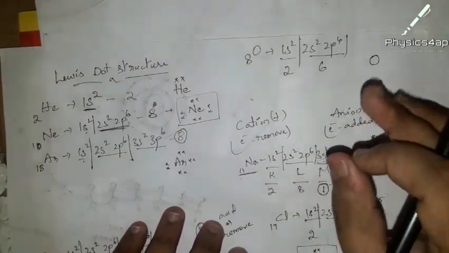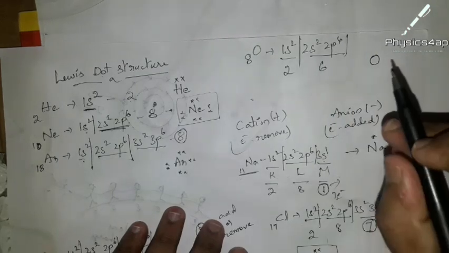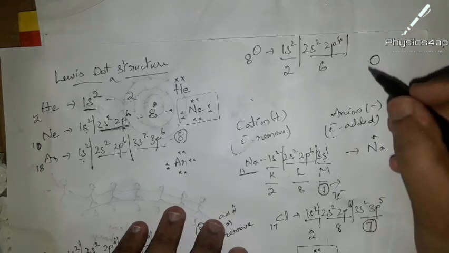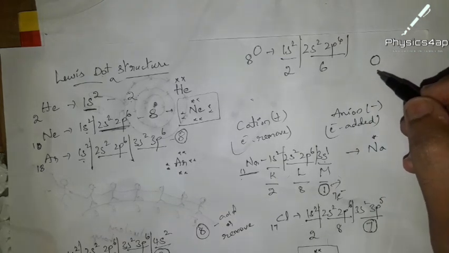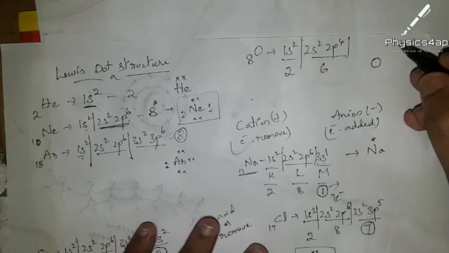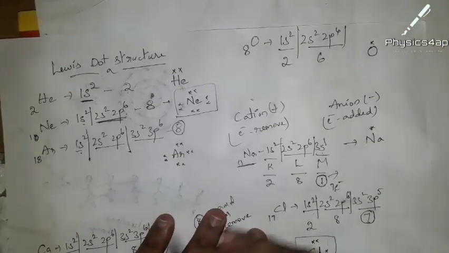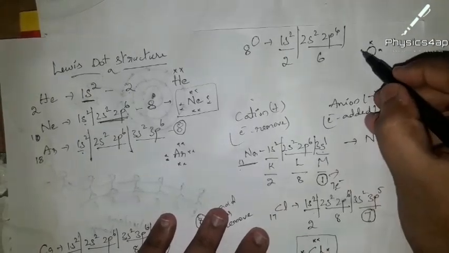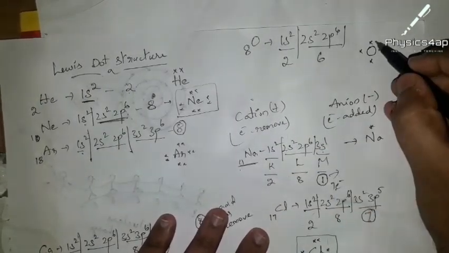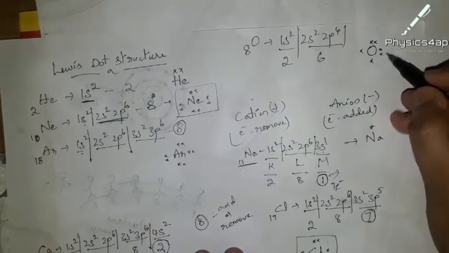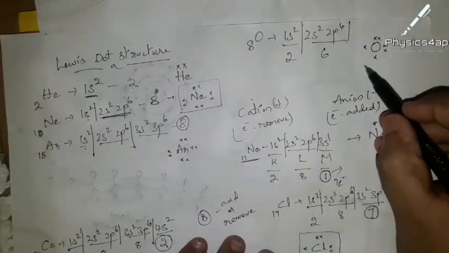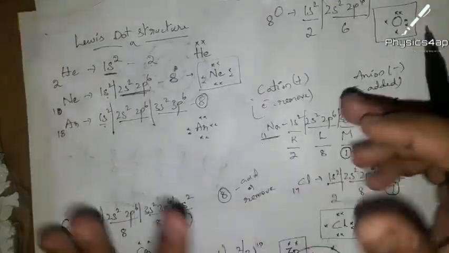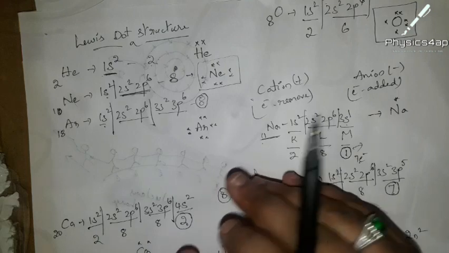And remember one thing, while representing the dots, don't go in a hurry, putting all the dots together. Come in a particular manner, in a particular format, so that it will be easier for you in further learning. So here see, first 1 2 3 4, next again 5 and 6. This is how you need to represent the dot structure for oxygen. Not only this, for any element you can represent the dot structure.